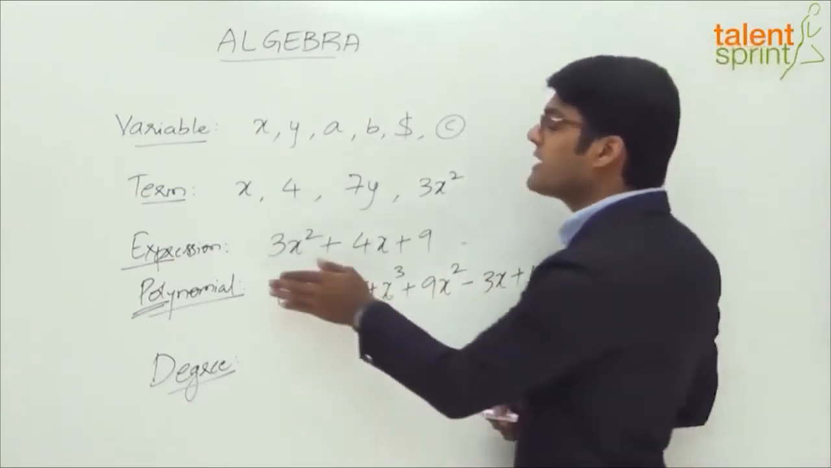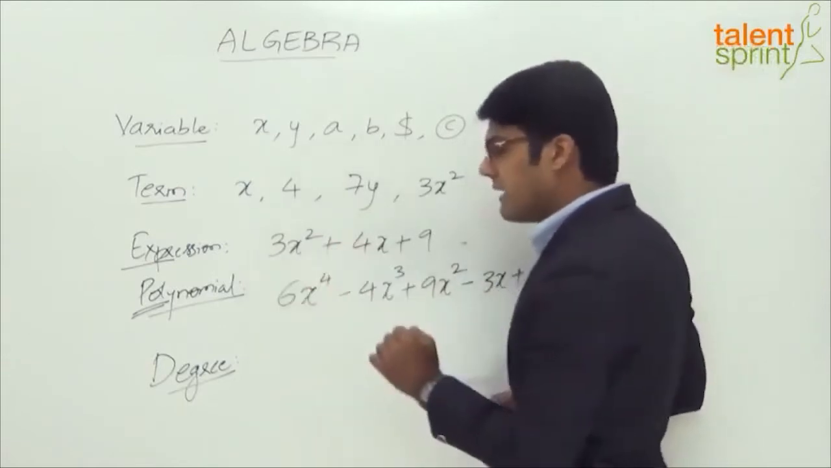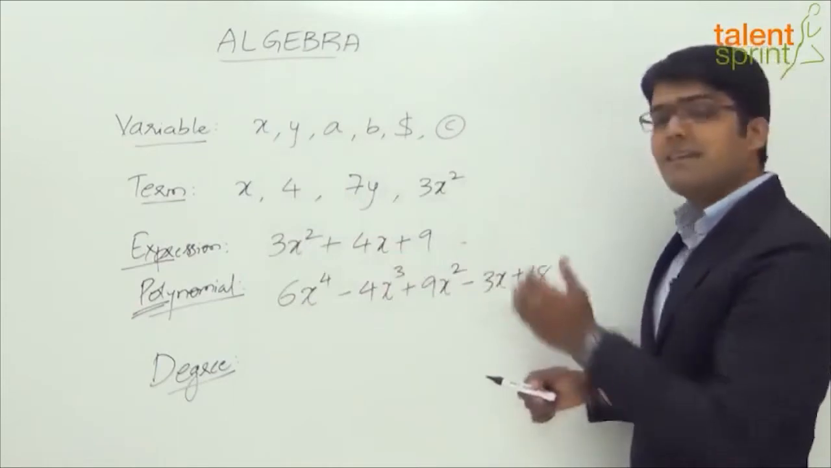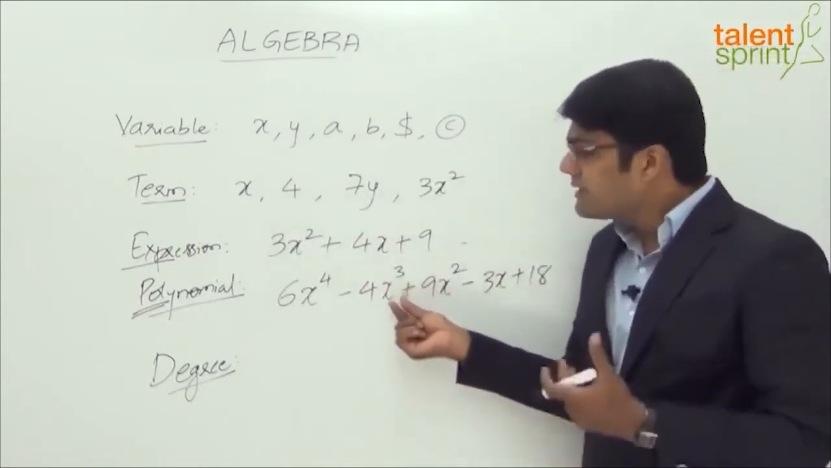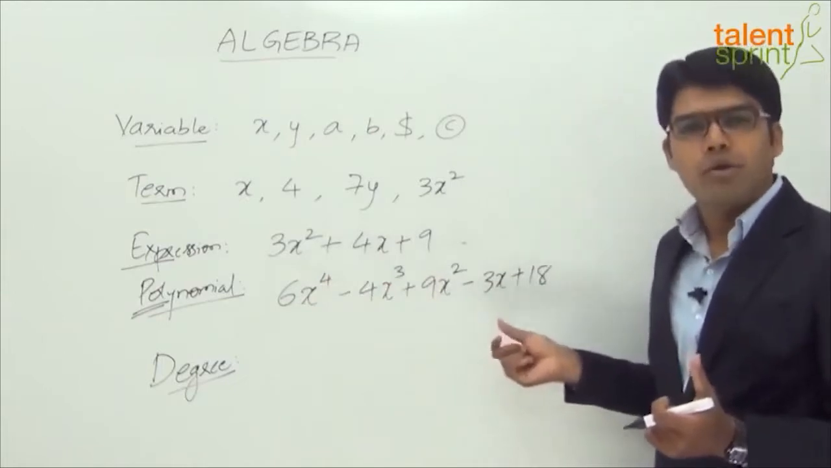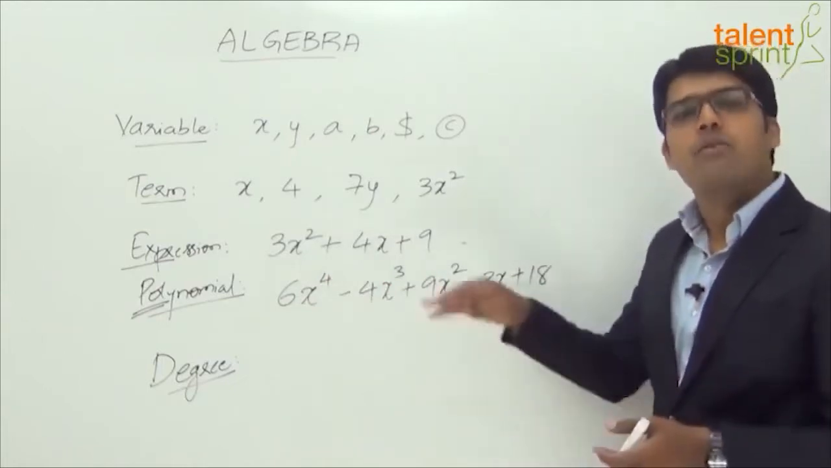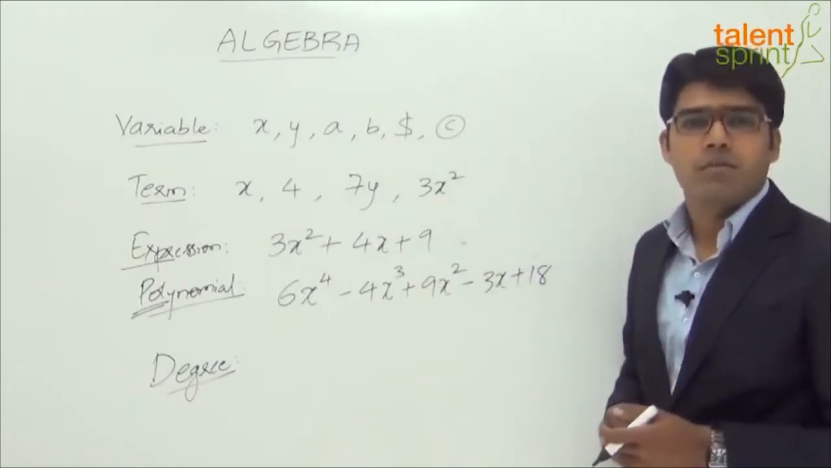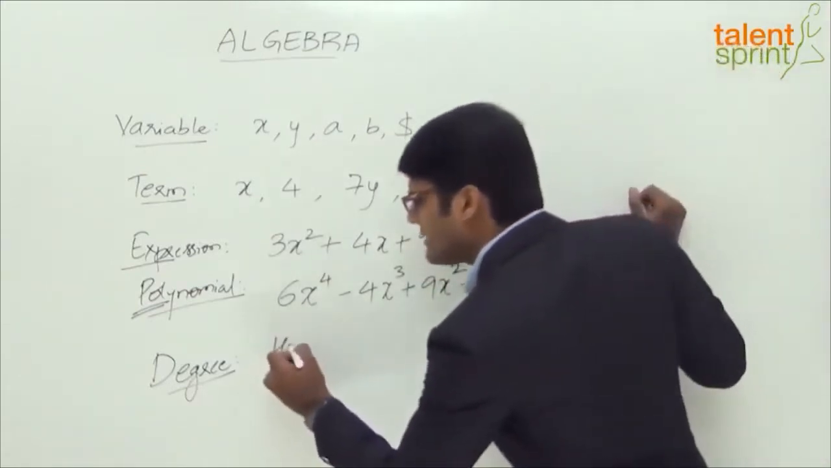If this term 6x power 4 is not there, then we have only 4x cube plus 9x square minus 3x plus 18. This is a 3rd degree polynomial, right? If you don't have x power 4, then it becomes a 3rd degree polynomial. So the highest power of the given exponents in the polynomial is the degree of the polynomial. So simply the highest power there.